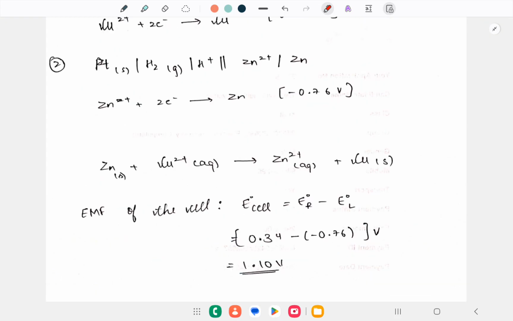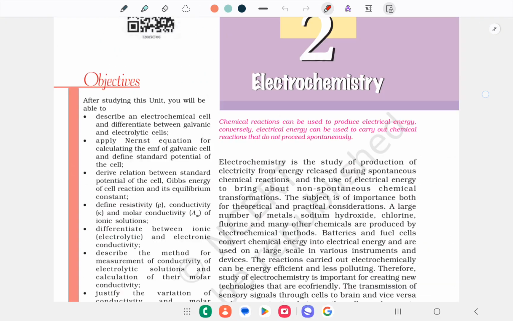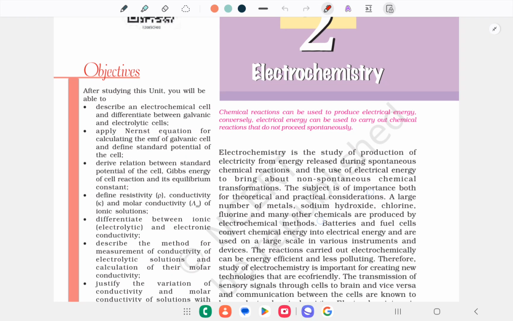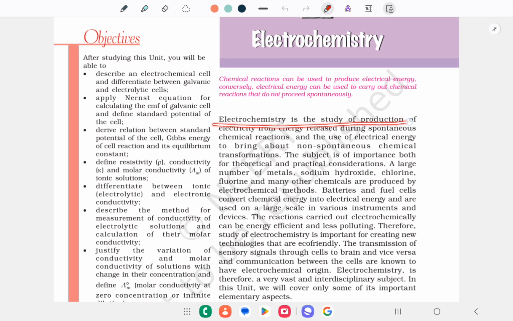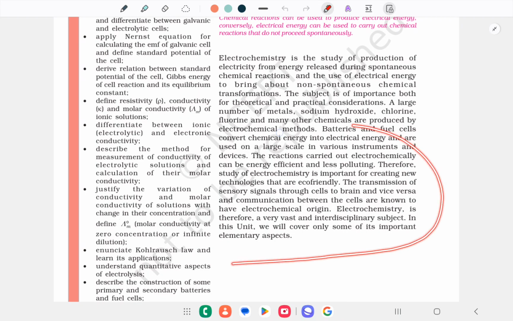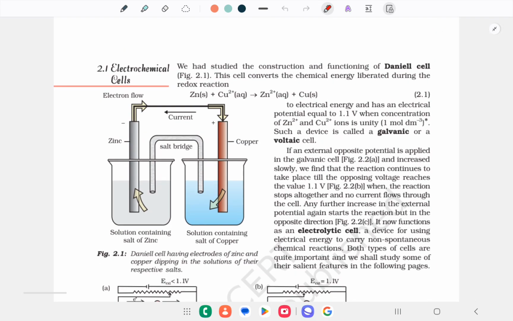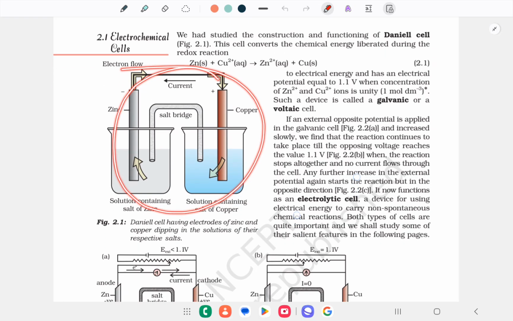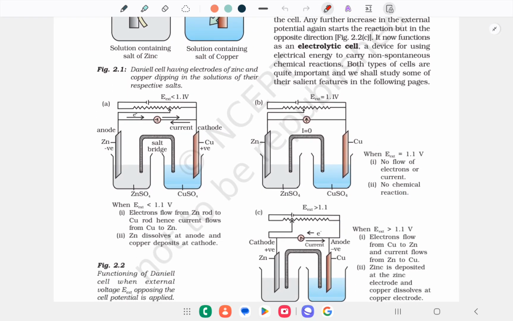Now we will do a quick reading of the NCERT. So here the chapter will start with the introduction of electrochemistry. It is the study of production of electricity from energy released during spontaneous reactions and the use of electrical energy to bring out non-spontaneous chemical transformations. And these are the importance of electrochemistry in this whole paragraph. And then they have told us what is a galvanic cell, voltaic cell, electrolytic cell, and the working of the electrochemical cells, and what will happen if we provide an external voltage.